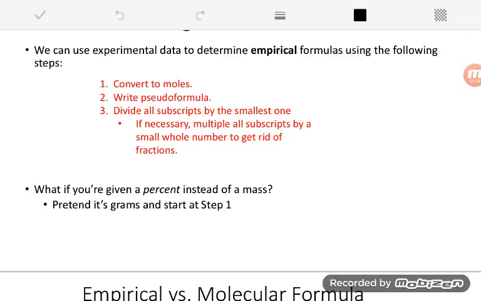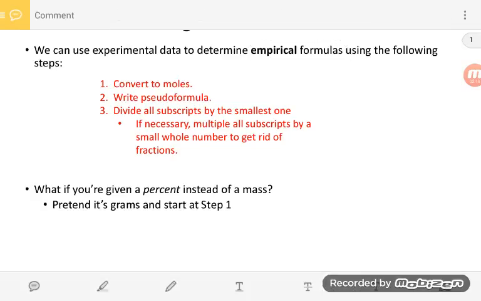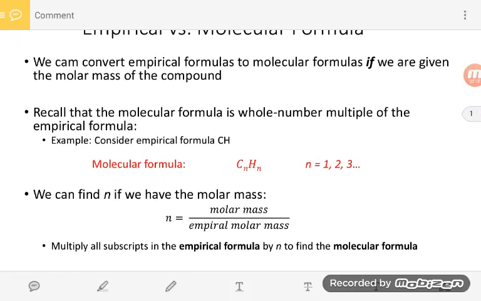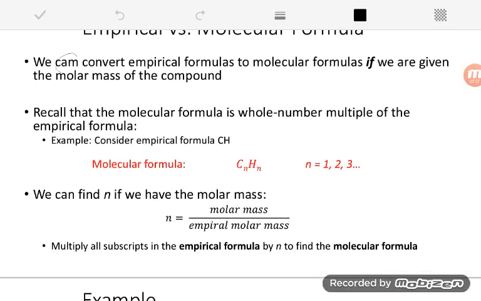Now, once you get to the end of this, you're going to have an empirical formula, that smallest whole number ratio. But what's more useful is to have a molecular formula. And if you have one extra piece of information, you can actually figure that out as well. So we can, that should say can, bad on me. We can convert empirical formulas to molecular formulas if we are given the molar mass.